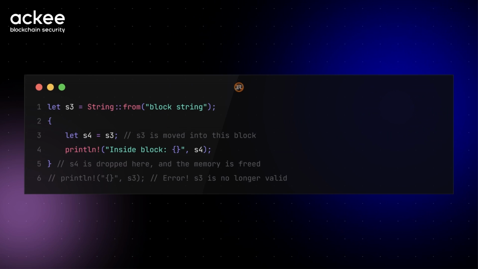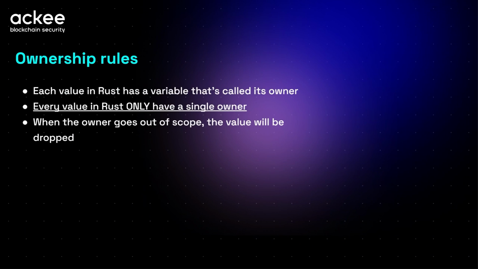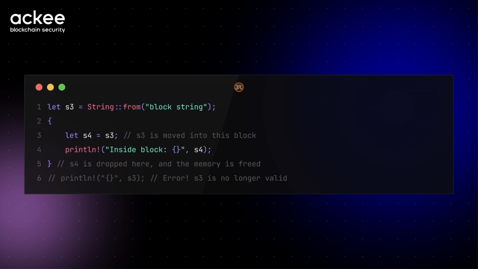On line 3, the owner was changed from variable S3 to S4, and then after the block ended on line 5, S4 went out of scope. Alright? When the owner goes out of scope, the value is dropped. That means the string was dropped, so we cannot print the contents of S3. That's the basic idea of ownership and move semantics.